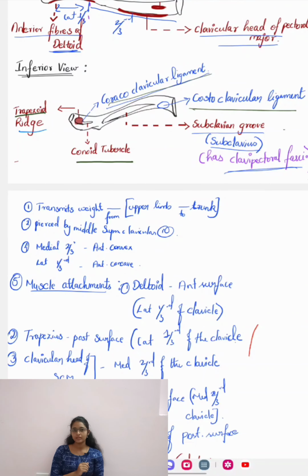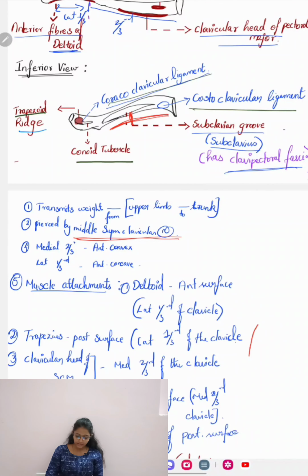And one more thing, a nerve passes. The middle supraclavicular nerve pierces the medial 2/3, in that the middle part, where this middle supraclavicular nerve passes.